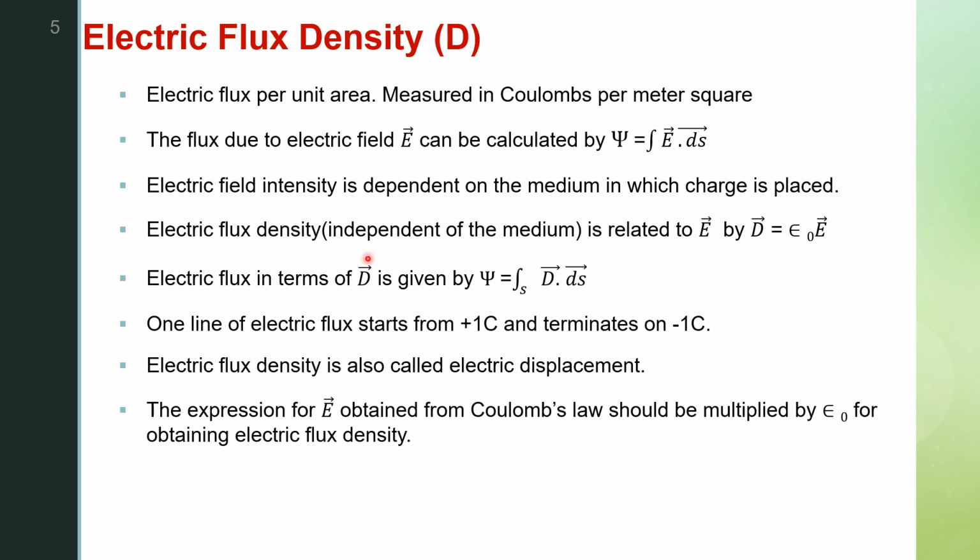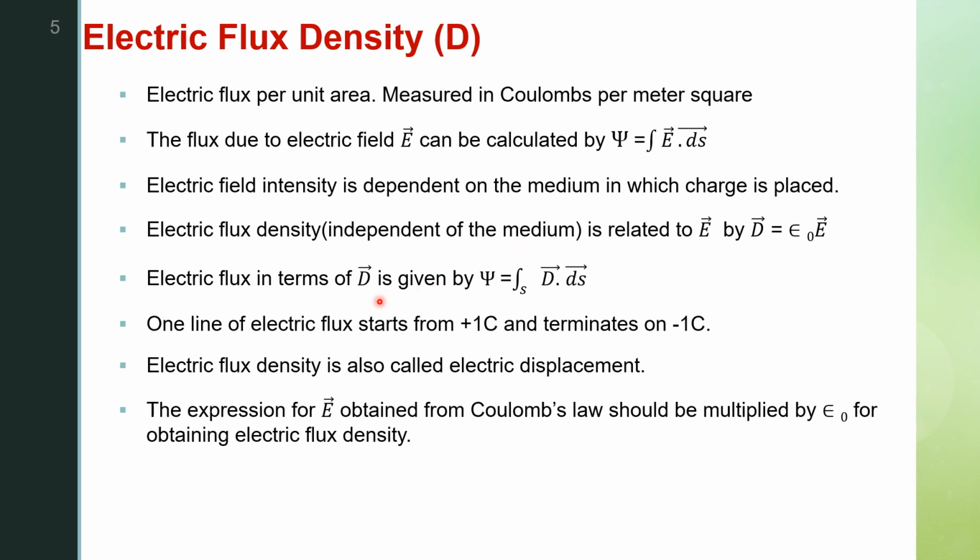The electric flux density is related to the electric field by the expression D is equal to epsilon 0 E. And electric flux density is independent of the medium. How come it is independent? Here we have the epsilon 0, and remember the equation for E, 1 by 4 pi epsilon 0. So that will get cancelled, and on that basis we can say electric flux density is independent of the medium.